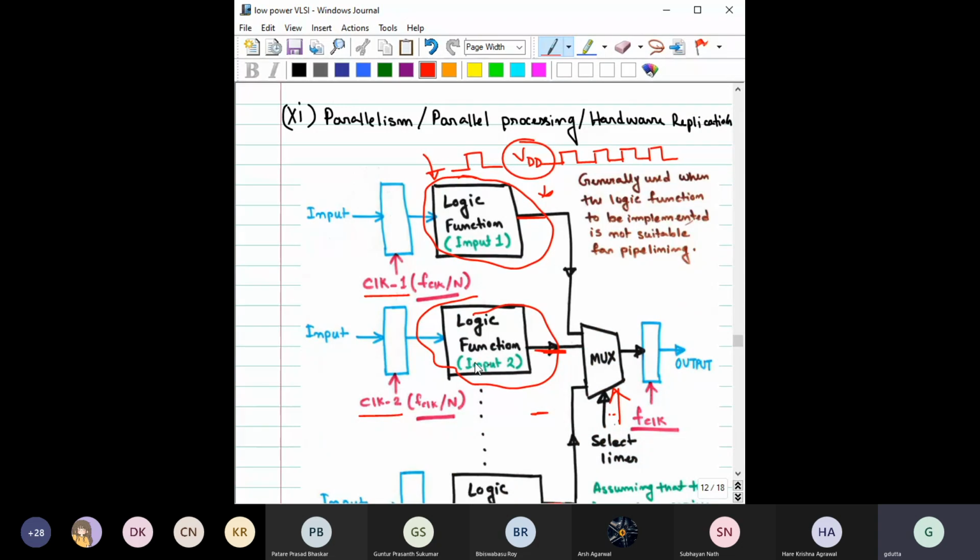So in the pipelining concept, what is it? Here, really, you cannot split the tasks. Suppose you have some function, addition a plus b, you cannot reduce it. You have to use that function only. So that block is fixed.